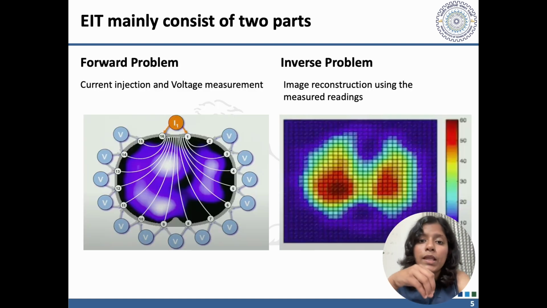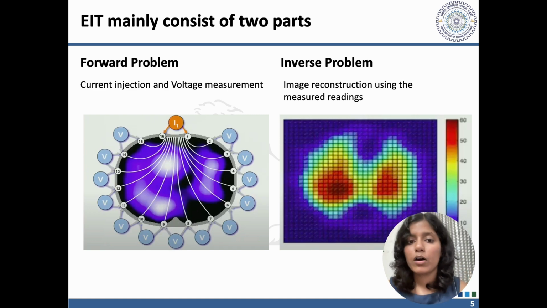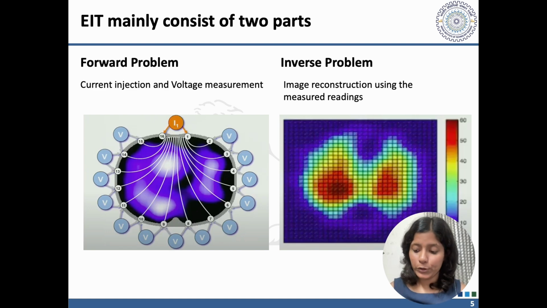So, EIT consists of solving a forward problem and an inverse problem. Basically, in the forward problem, we inject current and then we take the voltage measurements. And the inverse problem is basically the reconstruction of the image using those measured voltages.